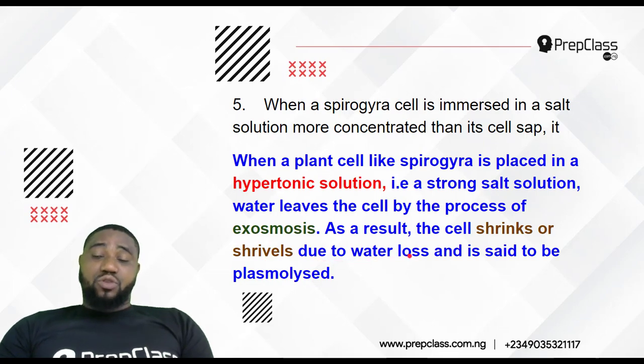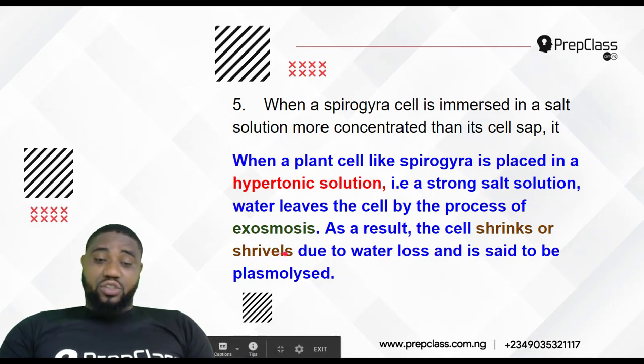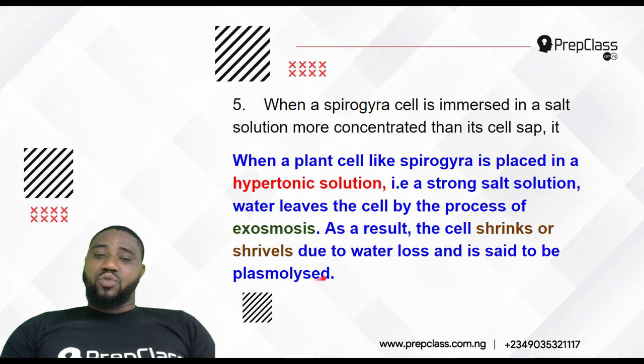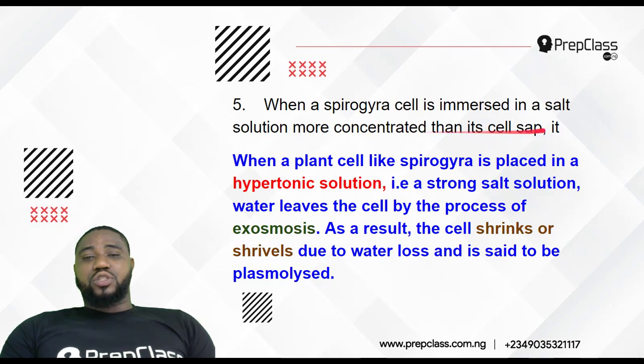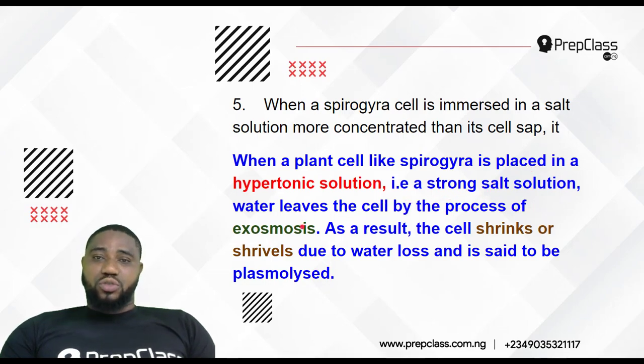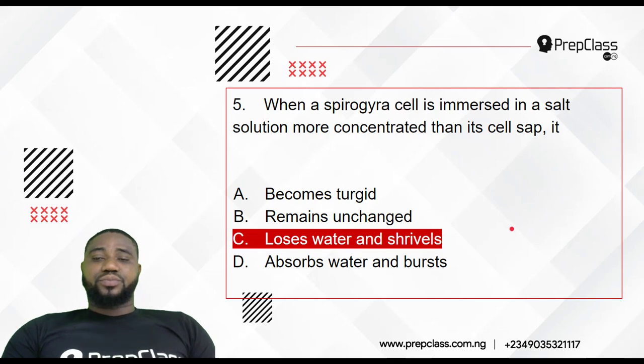This process where water leaves the cell to the extent of the cell shrinking or shriveling is called plasmolysis. So when the cell completely shrivels or shrinks, we say that the cell is plasmolyzed. So the cell is placed in a salt solution more concentrated than its cell sap. What happens is that water will leave the cell by means of osmosis. We call it exosmosis, and the cell will shrink or shrivel. So it loses water and shrivels.